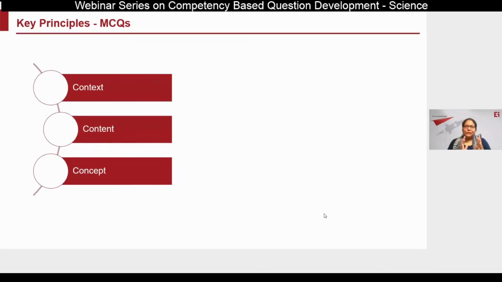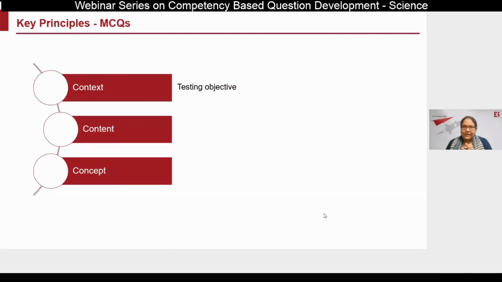And just to give you some initial guiding thoughts, I think a good question, and a good multiple choice question, is mainly made up of 3 aspects under which all these key principles can be divided. One is context of the question, content of the question, and concept of the question, right? So 3 C's in a way. And what do we mean when we say context?